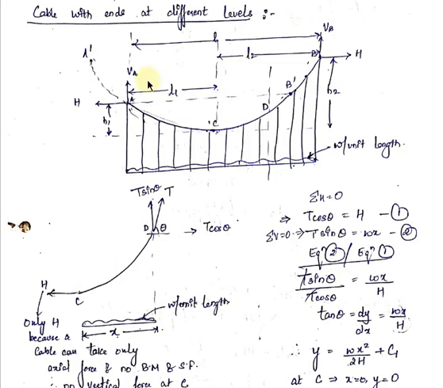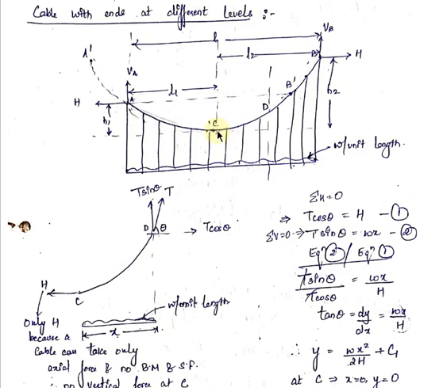Till now we studied about cables with ends at the same levels. That is, in those derivations and numericals, the ends of the cables were at the same level. Now, as you can see in this diagram, the ends of the cable A and B are not at the same level. So now we will see how we analyze such types of cables where the supports of the cables are at different levels.